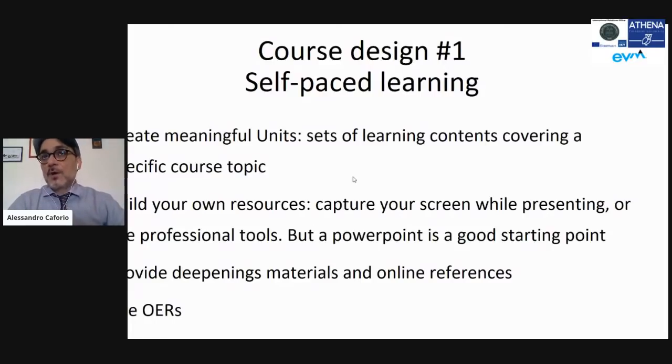And finally, use OERs. OERs are open educational resources. Usually traditional professors are a little bit shy in trying to go online and to understand which kind of contents are already available and open and what they can reuse, made by someone else, in their courses. And while now this is something you have to force yourself to do.